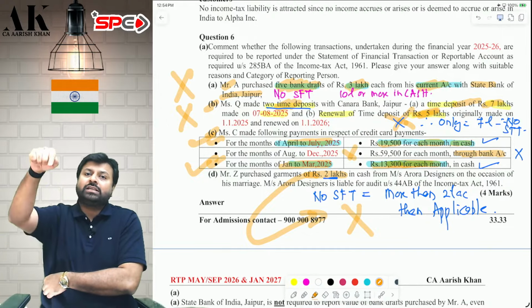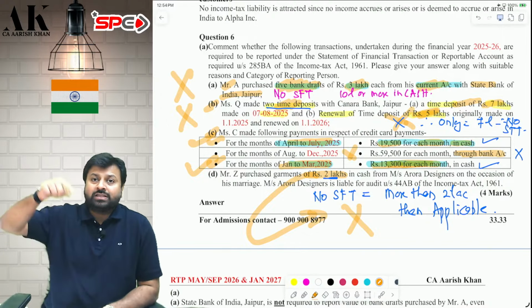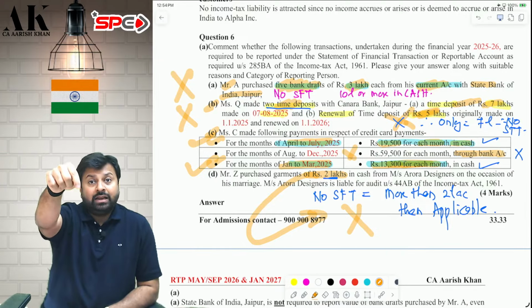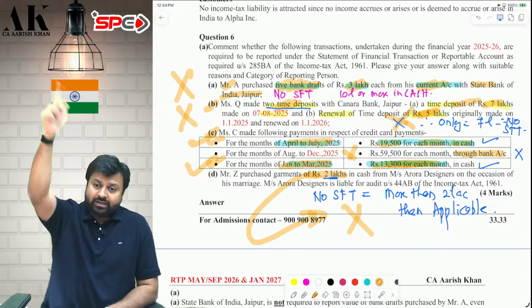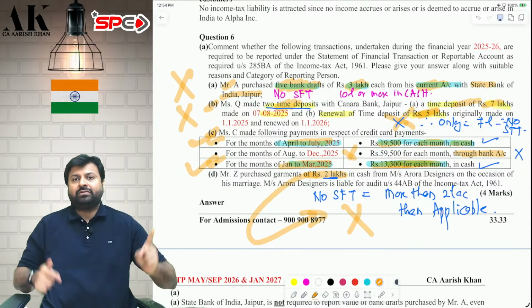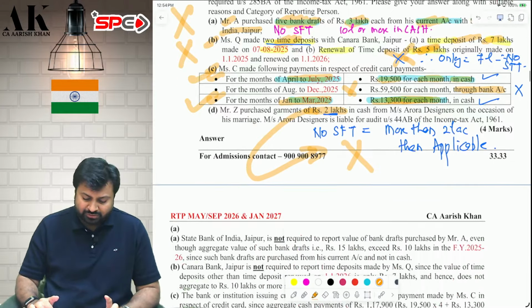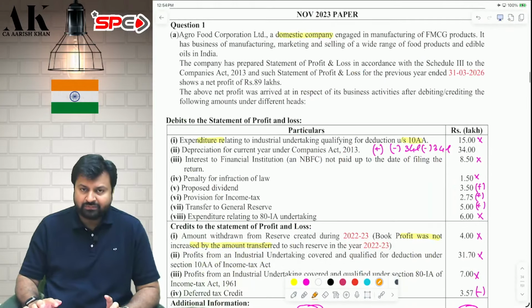But 269ST penalty will be imposed on you, because in the provisions of 269ST and 271DA penalty, the limit is exactly 2 lakh. But for SFT, it is more than 2 lakh. See that inconsistency in the law. I hope it is clear to all of you. Check it, please. So this is what this beautiful paper is all about. Then we will go ahead with the next paper.